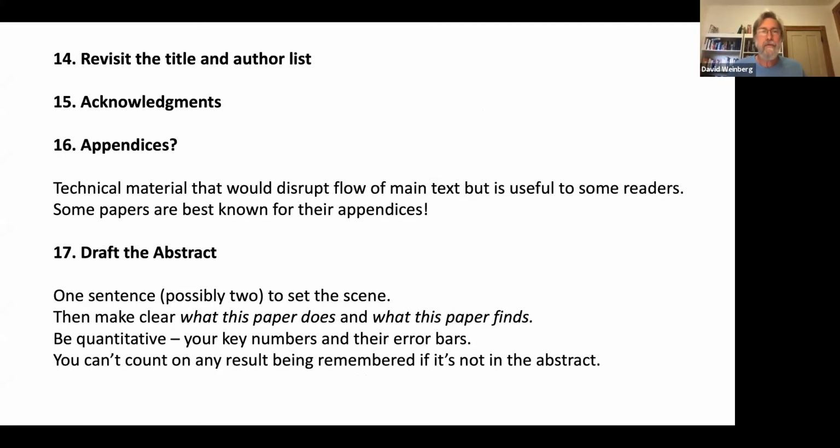Okay, now it's good to revisit the title and the author list. Is the title still the right title for the paper that you've written? Are there additional people who actually ought to be authors because now you realize what the content of the paper is? You write the acknowledgements. Here, consult with your advisor to get advice. Acknowledgements are something that are very specific from one paper to another.